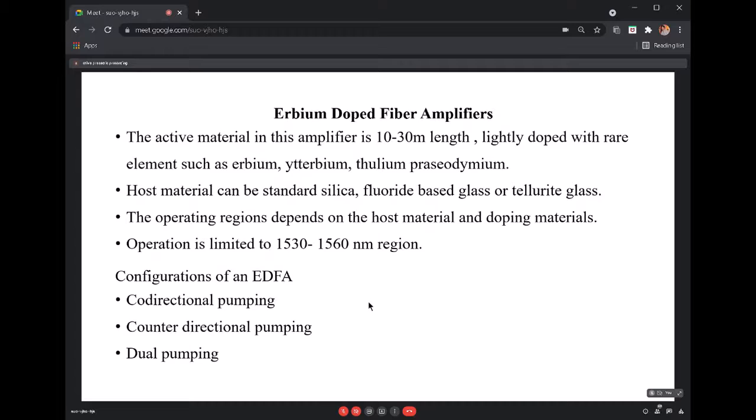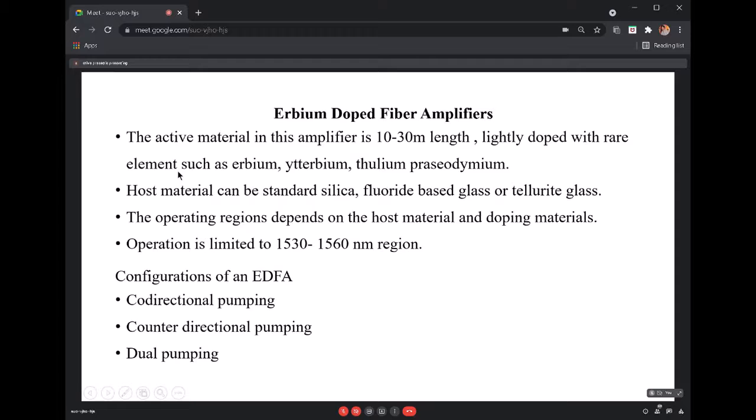Let us consider here only one type of amplifier, that is the erbium doped fiber amplifier. As I said earlier, there is an active material to which a pump will be given. The active material that we are going to use in this amplifier is usually 10 to 30 meters of optical fiber, very lightly doped with rare earth elements.